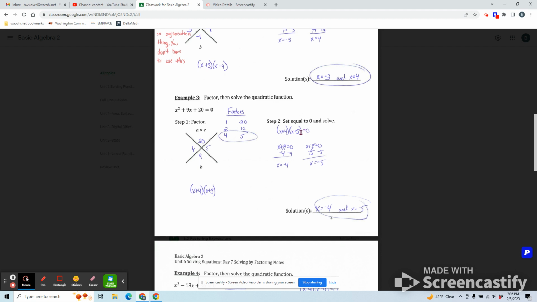Because it's equal to 0, that means I'm solving. I set this set of parentheses equal to 0 and this set of parentheses equal to 0. And I get my 2 answers.